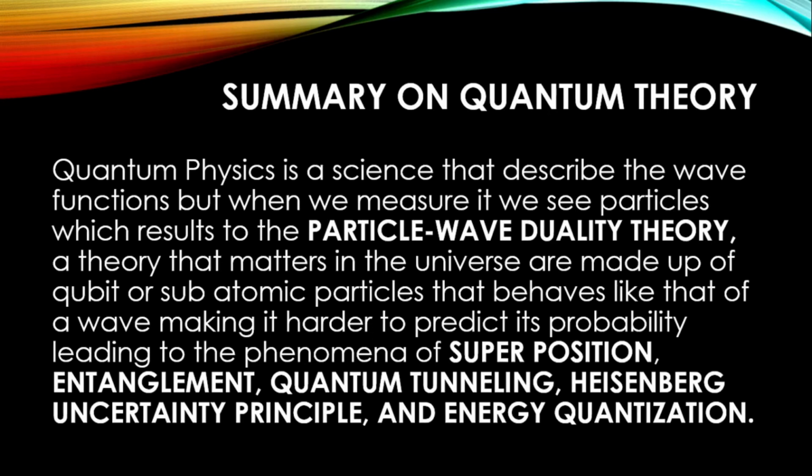As for the summary of quantum theory, quantum physics is a science that describes wave functions, but when we measure it, we see particles, which results in the particle-wave duality theory. It is a theory that matter in the universe is made up of qubits or subatomic particles that behave like a wave, making it harder to predict their probability, leading to the phenomena of superposition, entanglement, quantum tunneling, Heisenberg's uncertainty principle, and energy quantization.